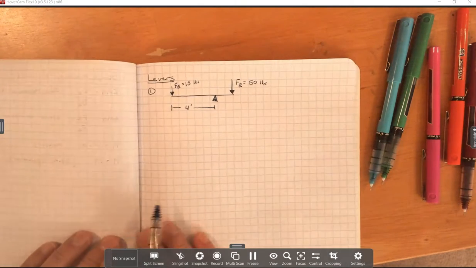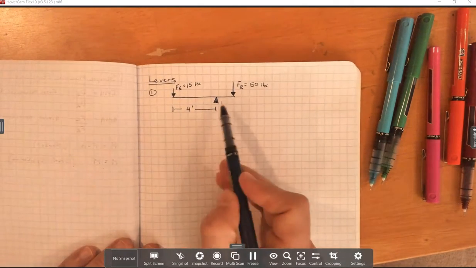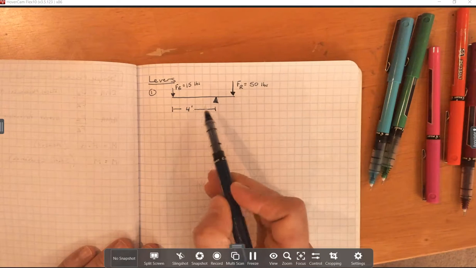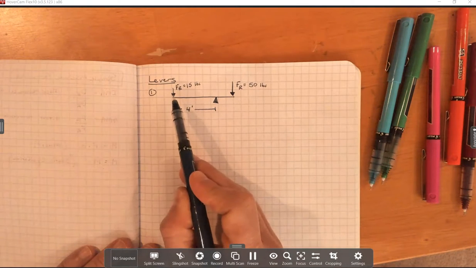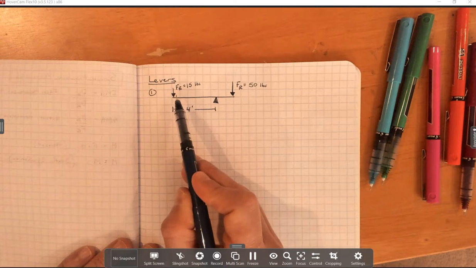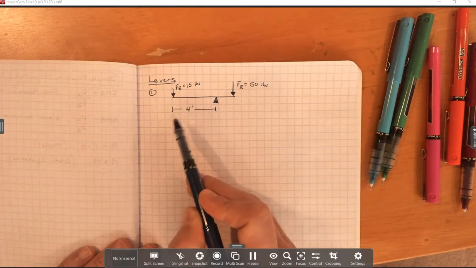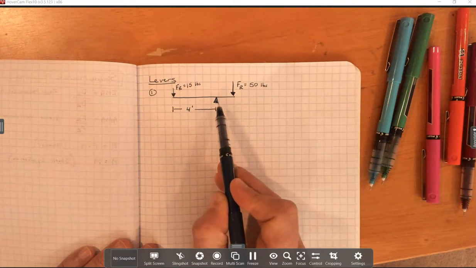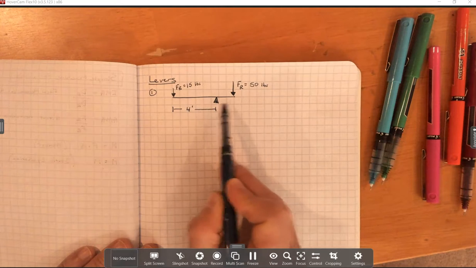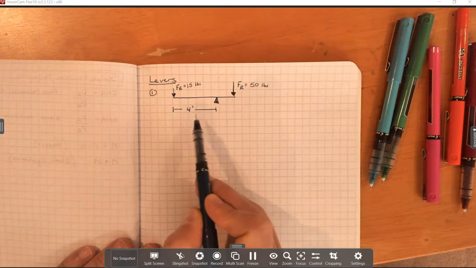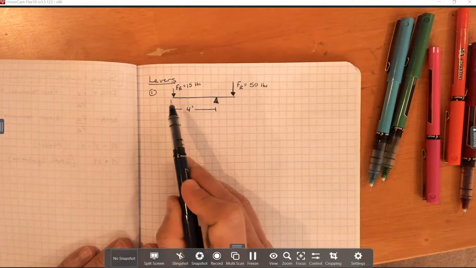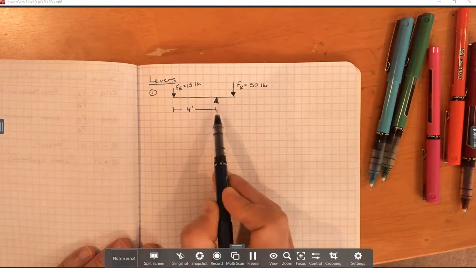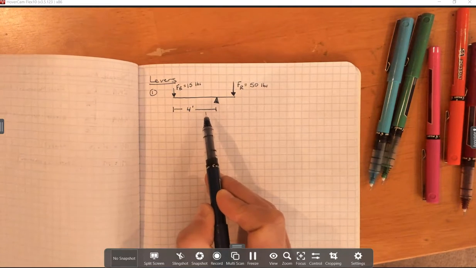Question number 1 asked you to simply draw and annotate the picture, and so I've already got that done. And they told us that we had a resistance force of 50 pounds, an effort force of 15 pounds. They told us that it was a first-class lever, which means the fulcrum is somewhere in between those two forces. They also told us that the distance that the effort force was applied to the lever was 4 feet from the fulcrum. So there's our picture.